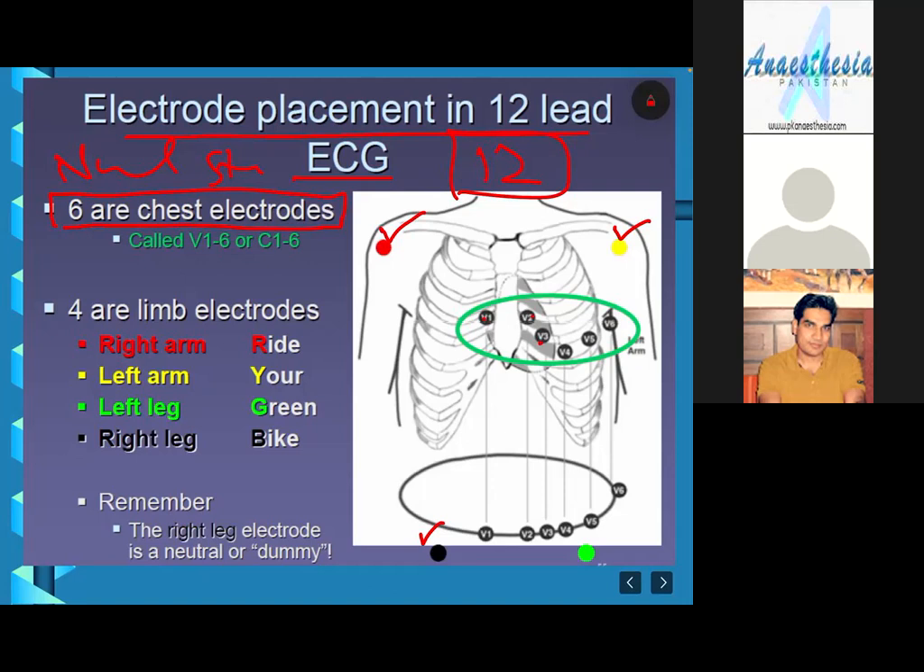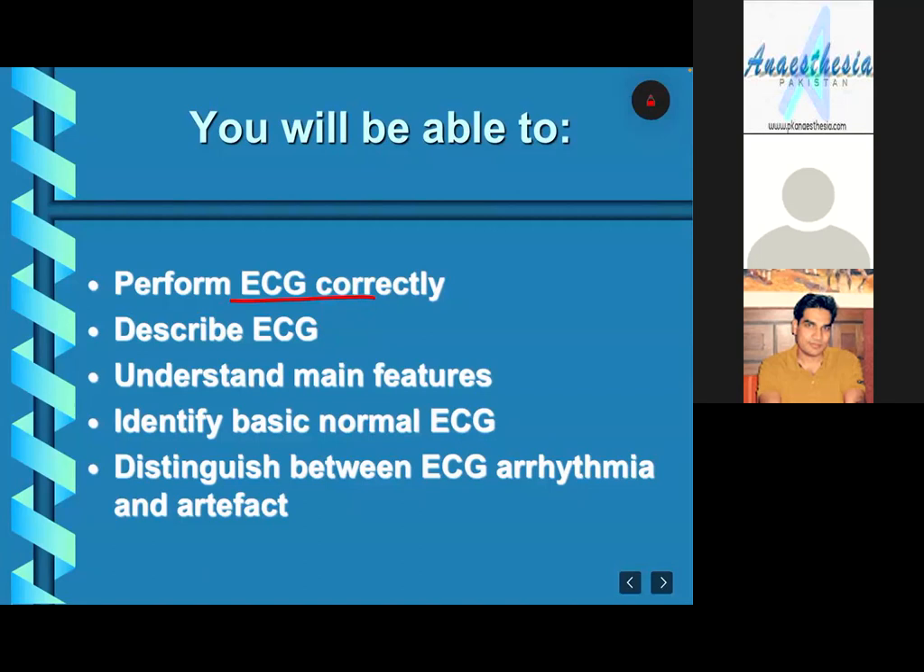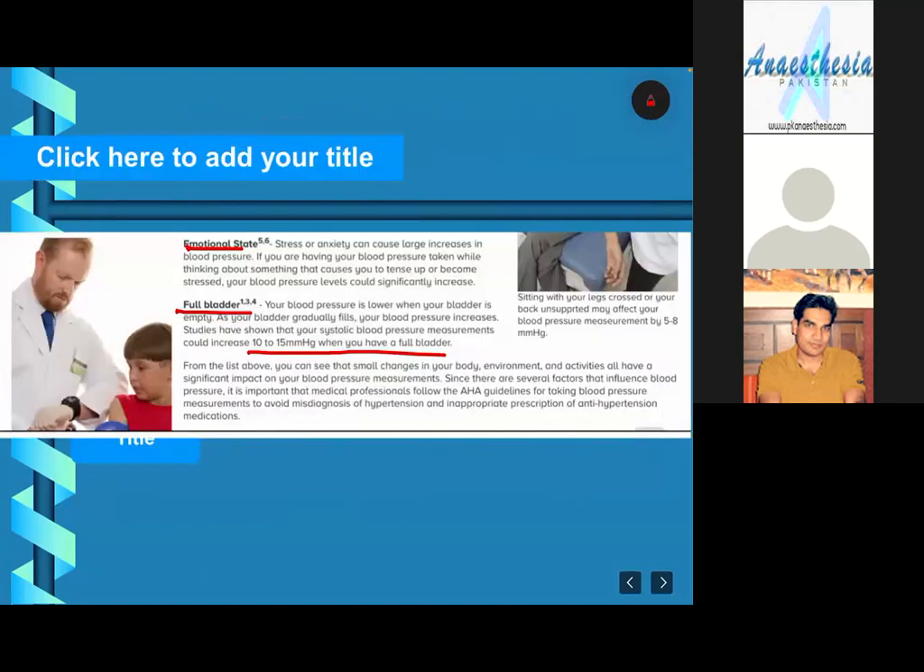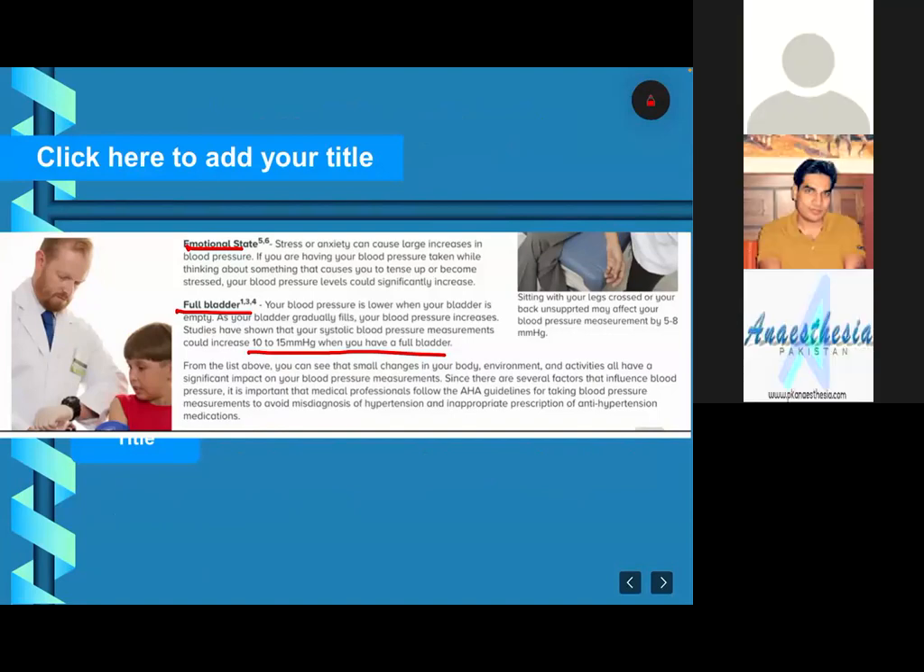Actually, if you can explain a little bit, what will be the difference if you are taking blood pressure in the upper limb, or you are recording the blood pressure in the lower limb? If we take the blood pressure in the upper limb, it would be a little bit higher than the lower limb, because it's near to the aorta, so a higher pressure is recorded than in the lower limb.